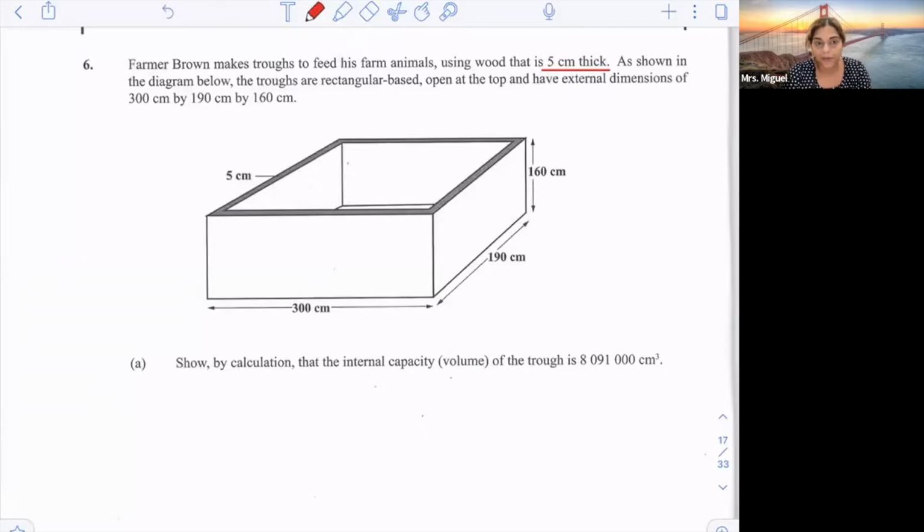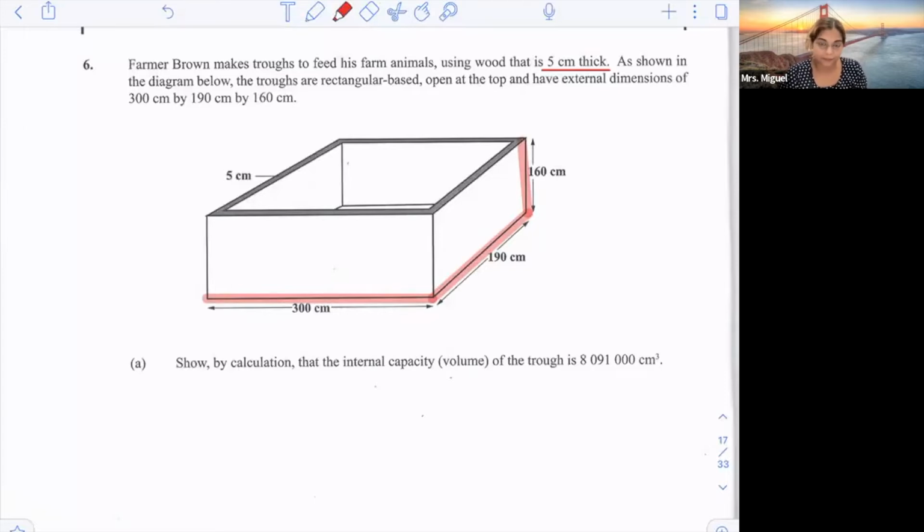As shown in the diagram below, the troughs are rectangular based, open at the top, and have external dimensions of 300 centimeters, 190 centimeters, and 160 centimeters. Show by calculation the internal capacity of the trough is that large value. Now, don't be intimidated, right? Because you're seeing so many zeros.